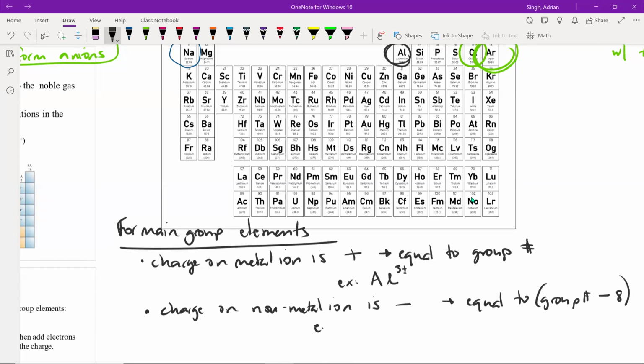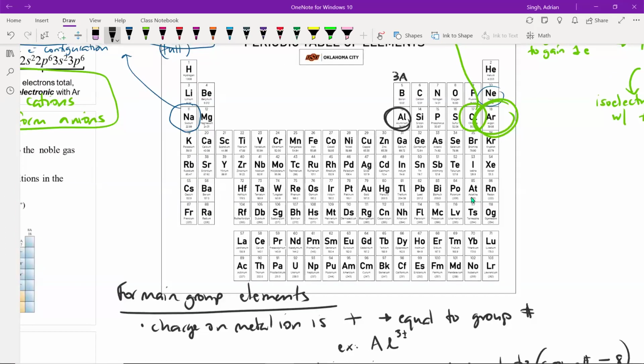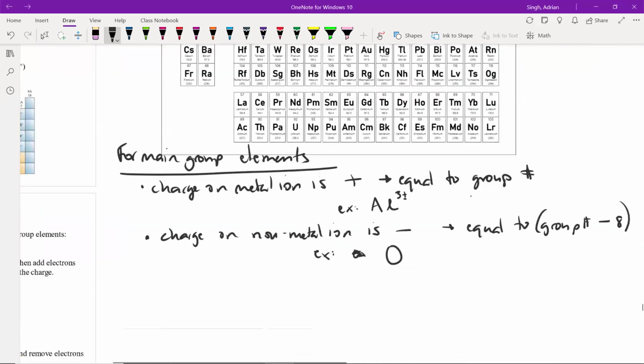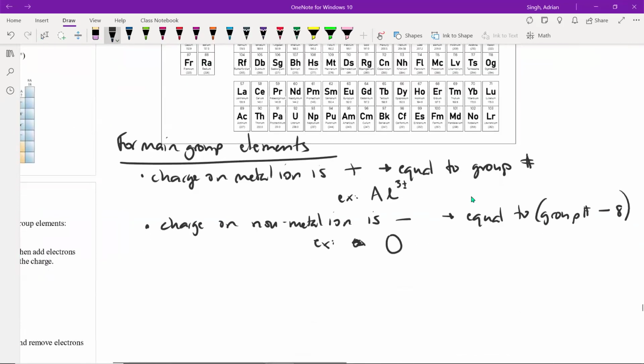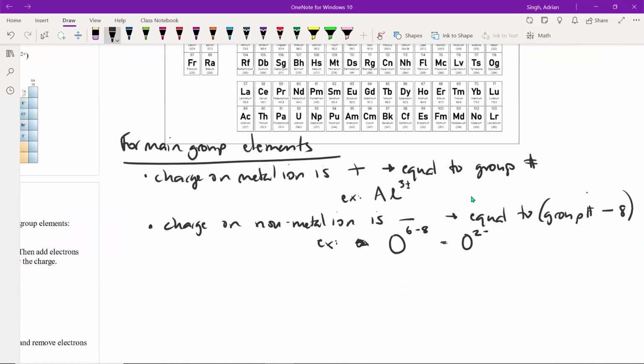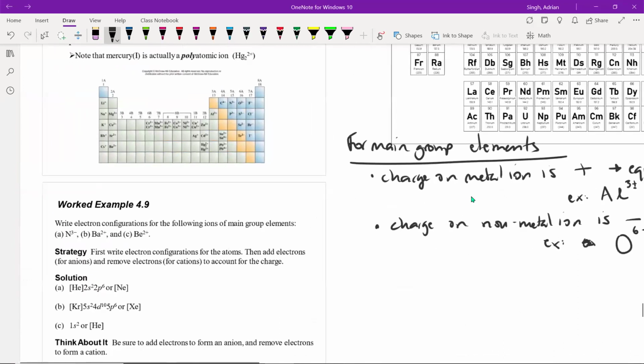So for example, if I have oxygen, O, if we find oxygen on the table, it's right here. Oxygen is in group 6A. So if I insert that as my charge, group number minus 8, group number is 6, 6 minus 8 is 2 minus. So I can quickly determine the charges on these, and then I can also determine their electron configurations using the technique that we talked about previously.